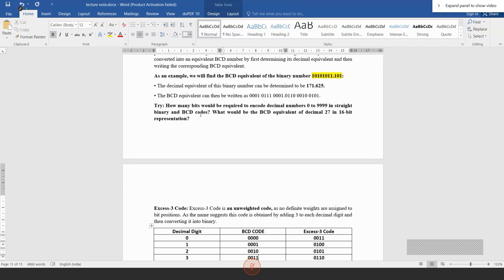Okay, so going to the next code. So this is all about BCD code. What we actually need to understand from this BCD code and this weighted code.